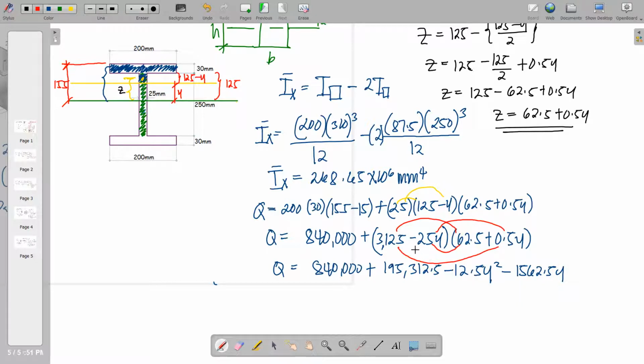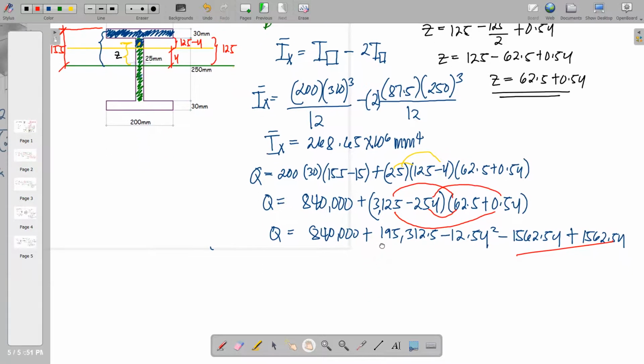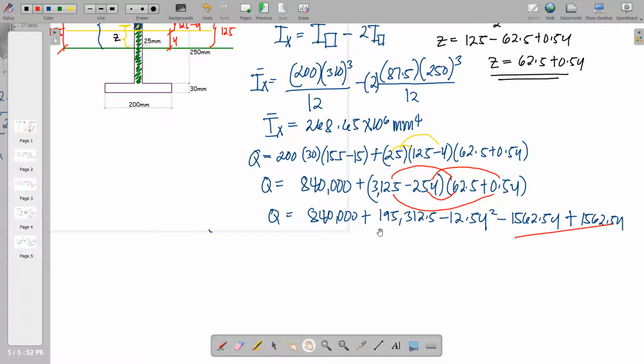Finally, for the last term, we multiply 3125 by 0.5y. So we have 1562.5y. So basically, this will just be cancelled. The third term will just be cancelled. And then these two shall combine. So therefore, Q will be equal to 1,035,312.5 minus 12.5 y squared.